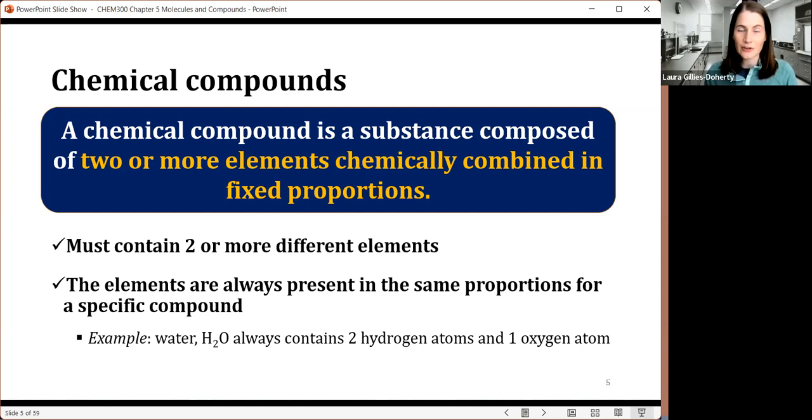What this means is that, for example, water, H2O, always contains 2 hydrogen atoms and 1 oxygen atom, by definition. If the proportions of the atoms were changed, let's say that we suddenly had H2O2, it would no longer be water, because the proportions of our hydrogens and oxygens has changed. For this compound to be called water, it needs to have 2 hydrogen atoms, H2, for every 1 oxygen atom. In fact, H2O2 isn't water, it's hydrogen peroxide.